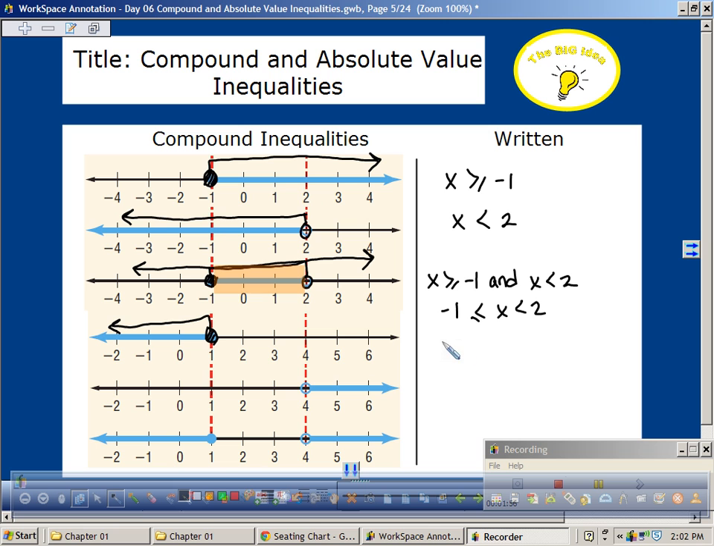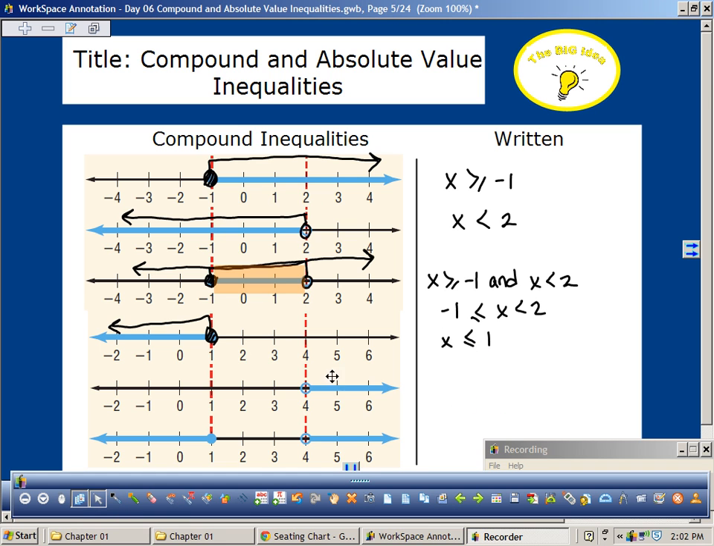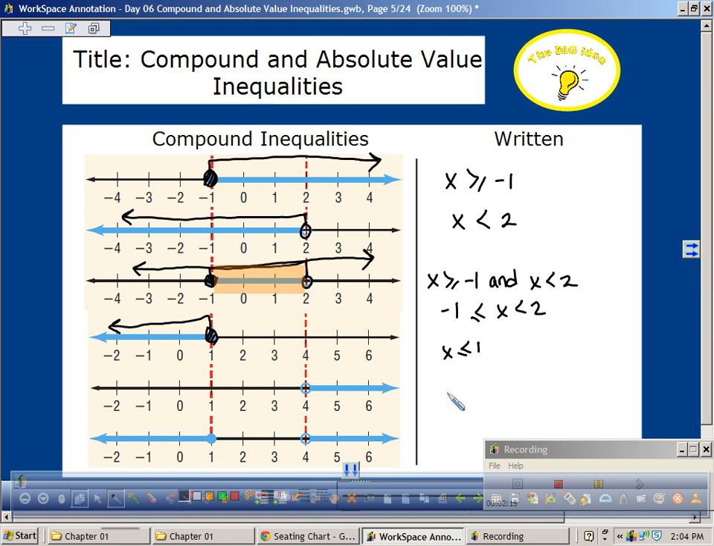How would I write that one? X is less than or equal to 1. Good. Let's write that a little bit below that. X is less than or equal to 1. And the next one? X is greater than 4. Open circle, positive direction.